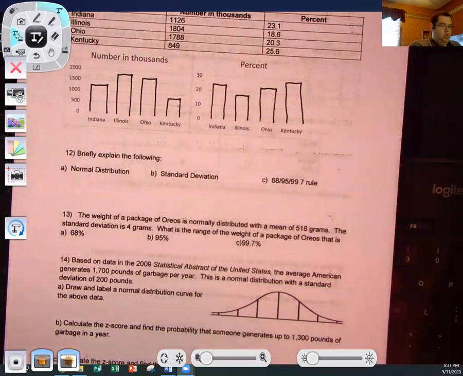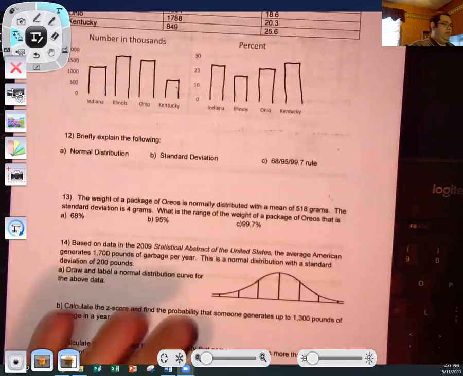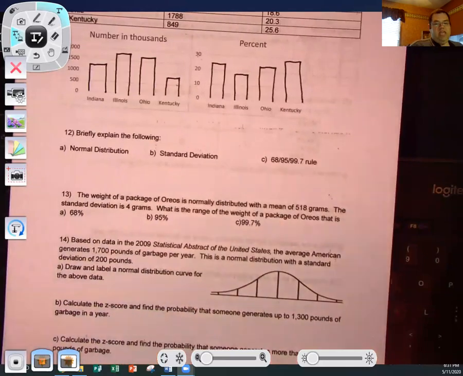So then the third one is the empirical rule 68, 95, 99.7. So again, that rule tells us that approximately 68% of all the data values are within one standard deviation of the mean. Approximately 95% of data values are within two standard deviations of the mean, and 99.7% of data values are within three standard deviations of the mean.